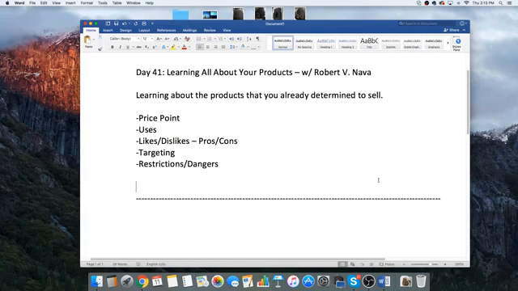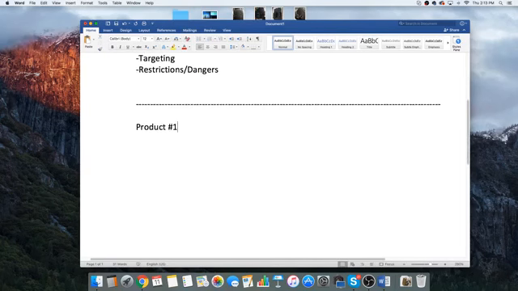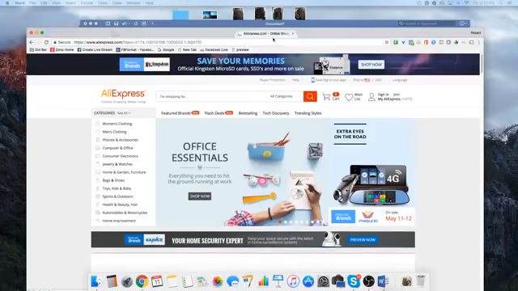Okay, so let's go ahead and get started on this. I'm going to go ahead and make some notes of things. Product one. I don't know how many products we're going to go through. We'll just start finding stuff and see where we end up. Okay, so I'm going to open up AliExpress in another window and bring that over here now.